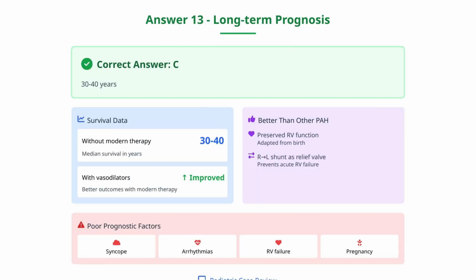The median survival for patients with Eisenmenger syndrome is approximately 30 to 40 years without advanced therapies. With modern pulmonary vasodilator therapy, survival has improved. Interestingly, patients with Eisenmenger syndrome have better survival compared to other forms of pulmonary arterial hypertension with similar pulmonary pressures. This is likely due to the preservation of right ventricular function from birth and the right-to-left shunt acting as a relief valve. Poor prognostic factors include syncope, arrhythmias, right heart failure, and pregnancy. Early diagnosis and management are essential to optimize outcomes.